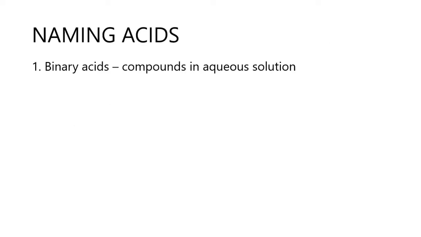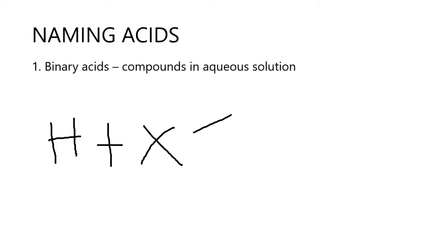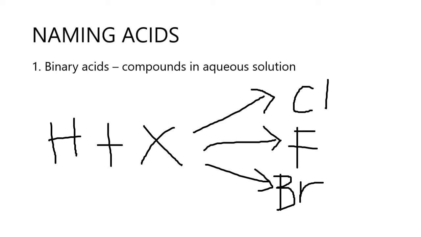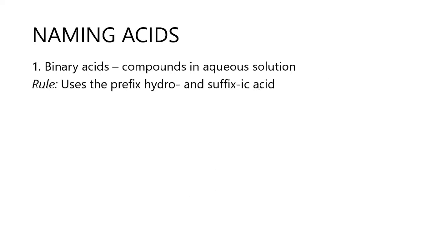Naming acids naman po tayo. Binary acids, these are compounds in aqueous solution. Ang binary acid po ay dapat may hydrogen at ang kapartner niya ay halogen. Ang halogen natin yung chlorine, fluorine, bromine, and iodine. Rule uses the prefix hydro and suffix ic acid.